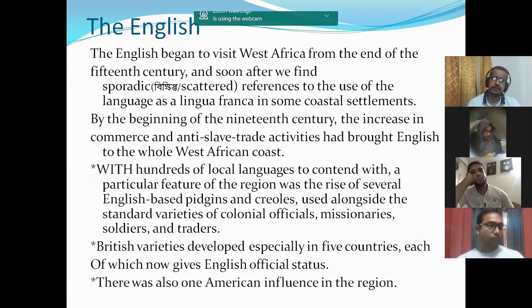So in this area, the 32 countries had been using the English language as the means of communication, not exact English, but Pidgin and Creole, the fragmented form of English, just to make their daily conversation or communication. And British varieties developed especially in 5 countries, each of which now gives English official status. And there was also an American influence in the region. American English language influence had been there in this region also.